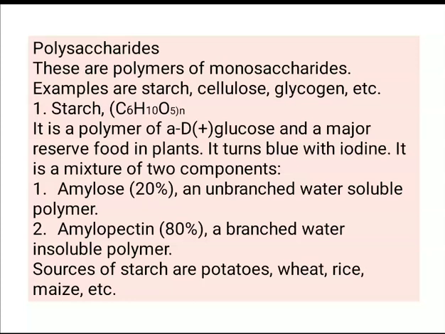Amylose is an unbranched molecule which is the water soluble part of the starch, whereas amylopectin is 80% of the composition, and it is a branched and water insoluble part of the polymer. Sources of starch are potatoes, wheat, rice, maize.